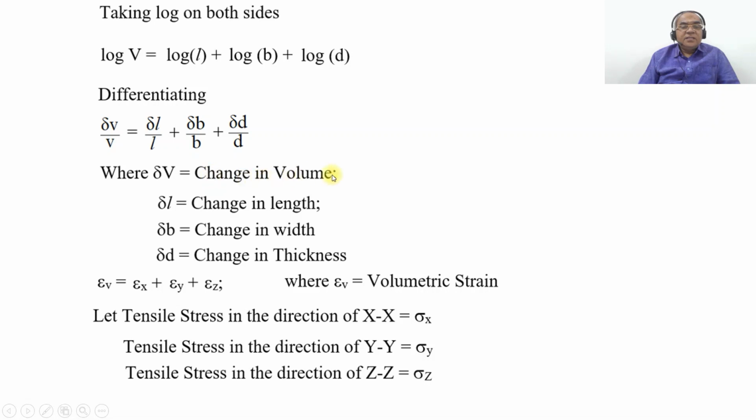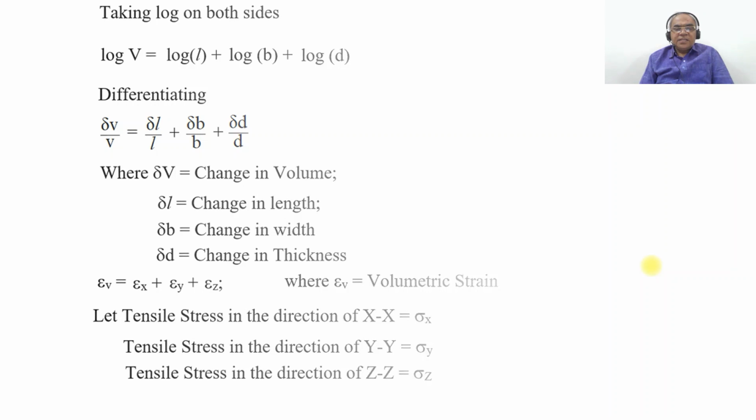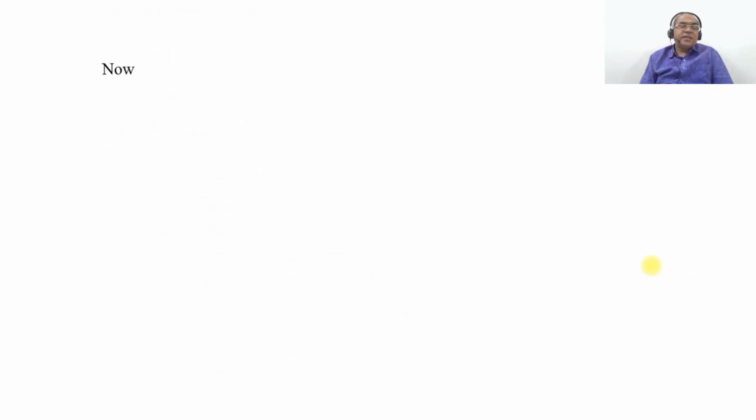Where delta V is the change in volume, delta L is change in length, delta B is change in width, and delta D is change in thickness. So what is epsilon V? Epsilon V will be equal to epsilon x plus epsilon y plus epsilon z, where epsilon V is the volumetric strain. So the tensile stress in the direction of xx is sigma x. Similarly, tensile stress in the direction of yy is sigma y. And similarly, tensile stress in the direction of zz is sigma z.